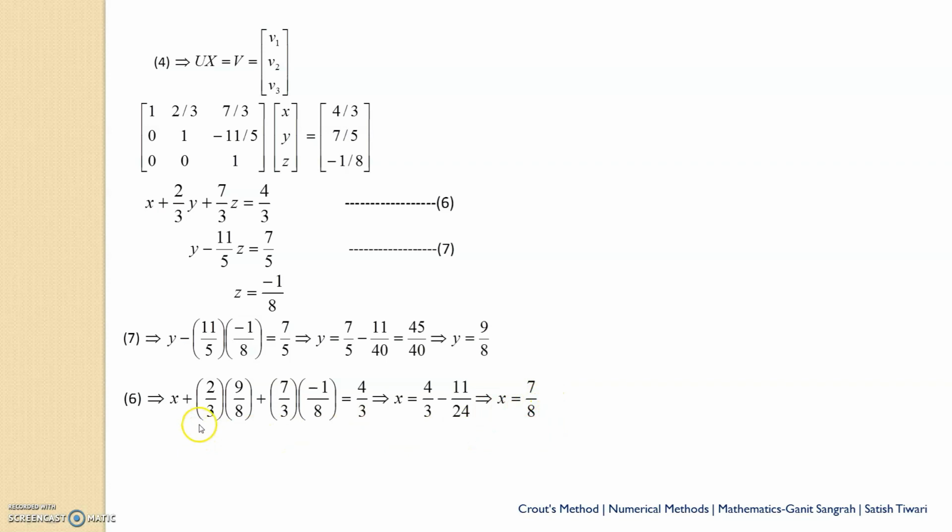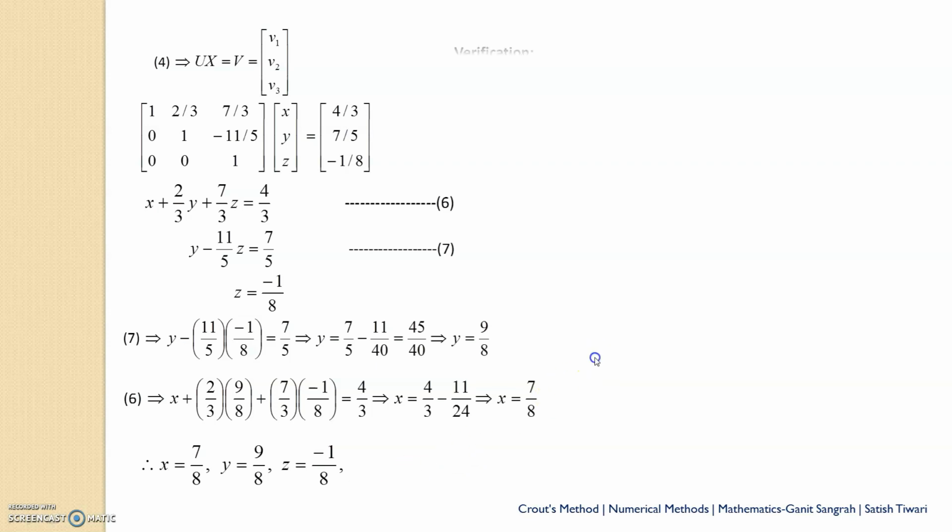You can take a screenshot for this one if you want to verify whether the calculations are correct or not. Now further, I can say that the value of x is 7 by 8, value of y is 9 by 8 and z is minus 1 by 8, which is the required solution for the given system of equations by Crout's method.